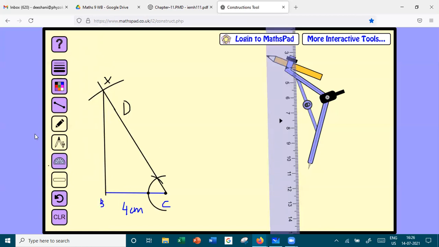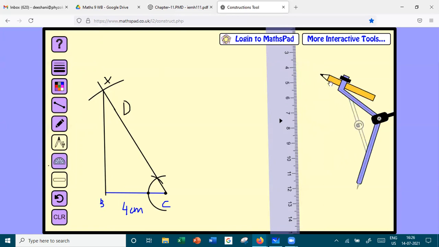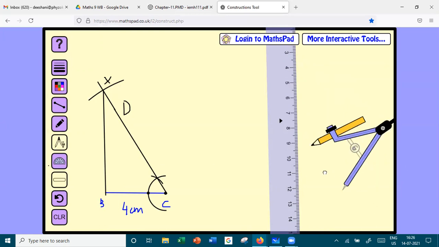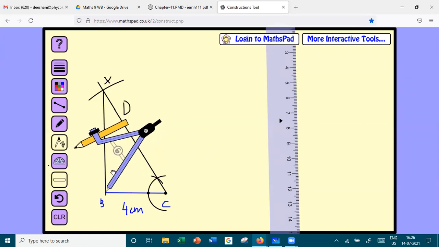How will you draw a perpendicular bisector? Ma'am, we will take a radius more than half of BX on our compass and cut arcs on both the sides. Very good. Okay, let's do it then. We are drawing the perpendicular bisector of BX.